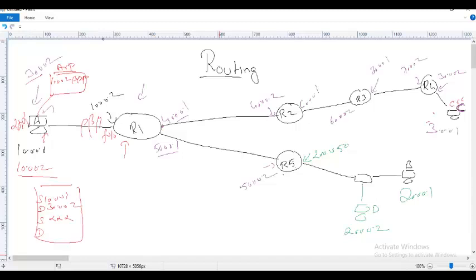You see, every computer has got a gateway. For this computer A, the gateway is 10.0.0.2. We call it the default gateway. Default, you know the meaning of default? The only hope.